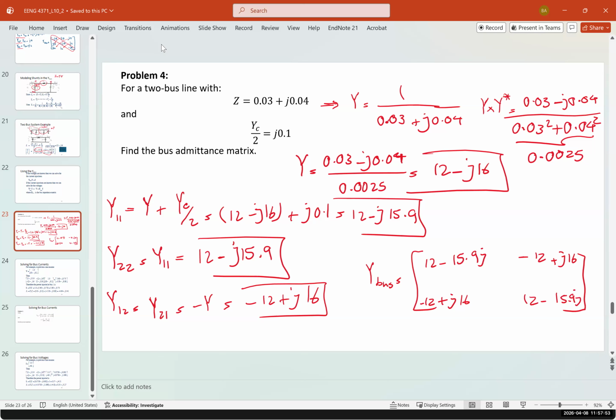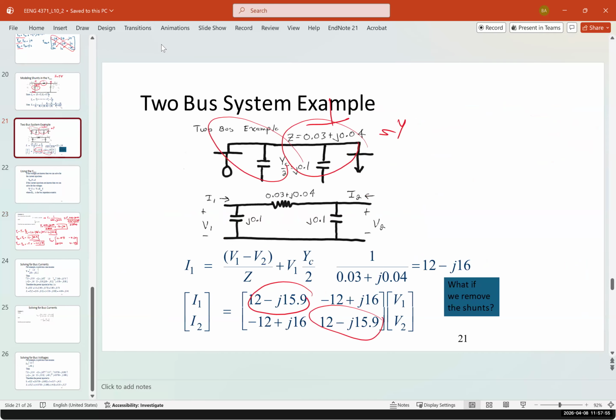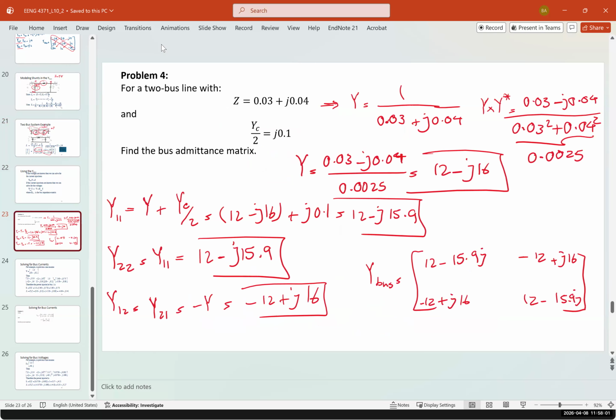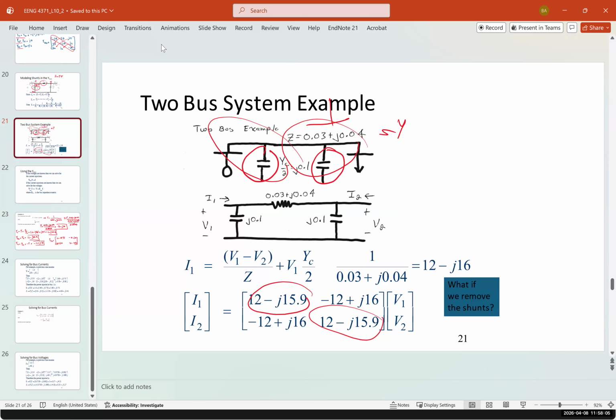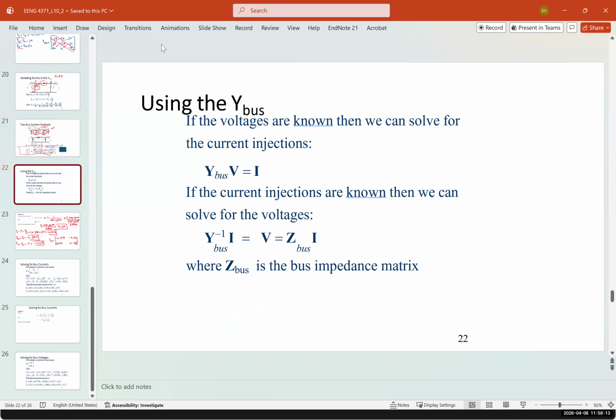Why did we have the same? Again, because these two impedances were, again, the same. If they were different, then you would have a different off diagonal. So this is how we get to this equation. Is it clear? Okay.